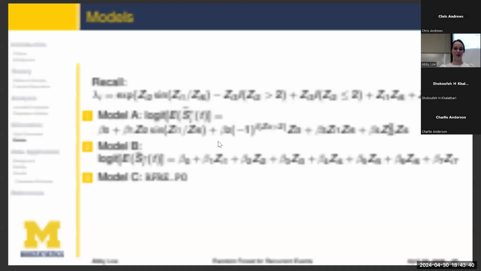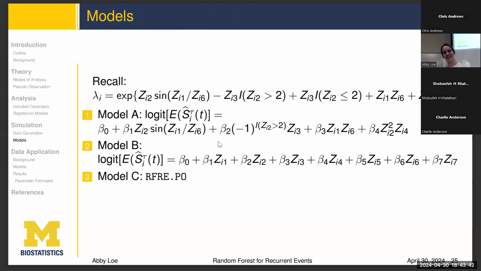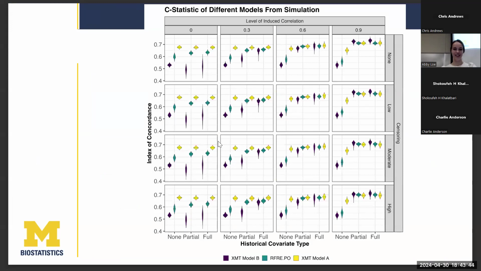Okay, so remember, model A, model B, model C, and these are our C statistics. Hopefully everybody's doing well. It's a really messy plot in that we have a lot going on. So across the top is levels of correlation within a patient. So we were able to induce some correlation in our simulation and think about, okay, if your recurrent events are totally independent of your previous recurrent events, that's when our level of induced correlation is 0, all the way up to 0.9, which is very highly correlated.